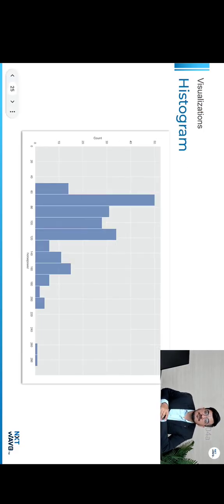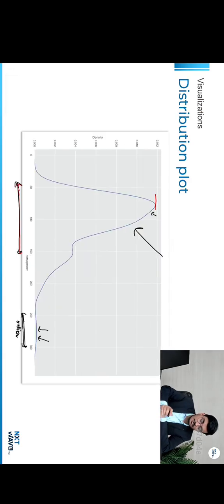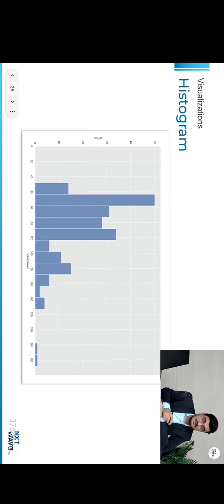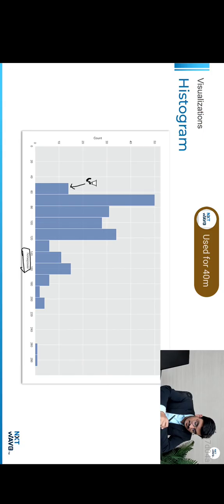Now let's talk about histogram. So histogram also represents the same set of information that we saw with distribution plot. While distribution plot gives us the density of a certain continuous variable, histogram tells us about the frequency of a certain continuous variable. So this bar represents how many cars we have with 60 horsepower. So this is the count of cars.